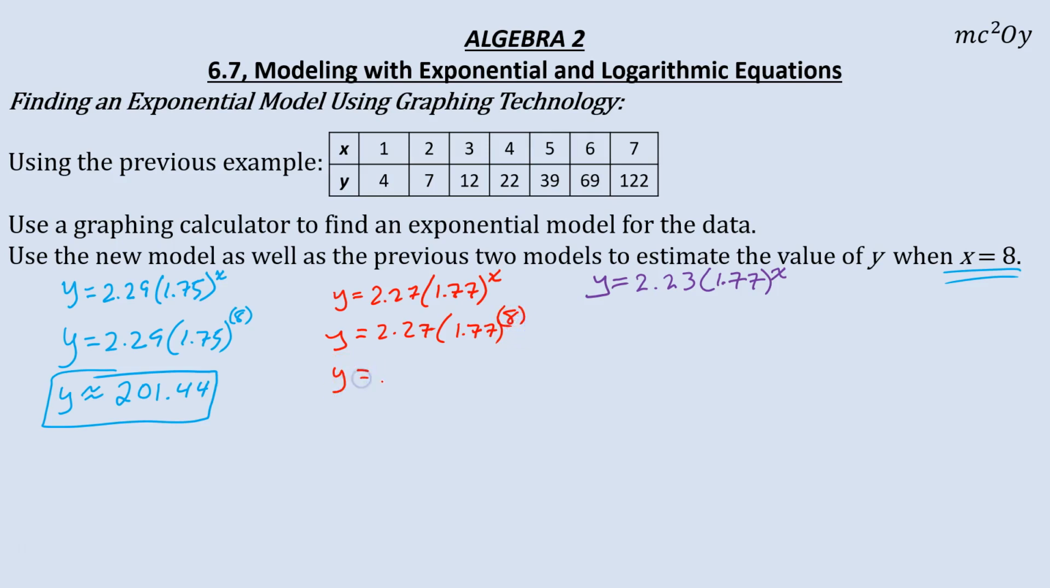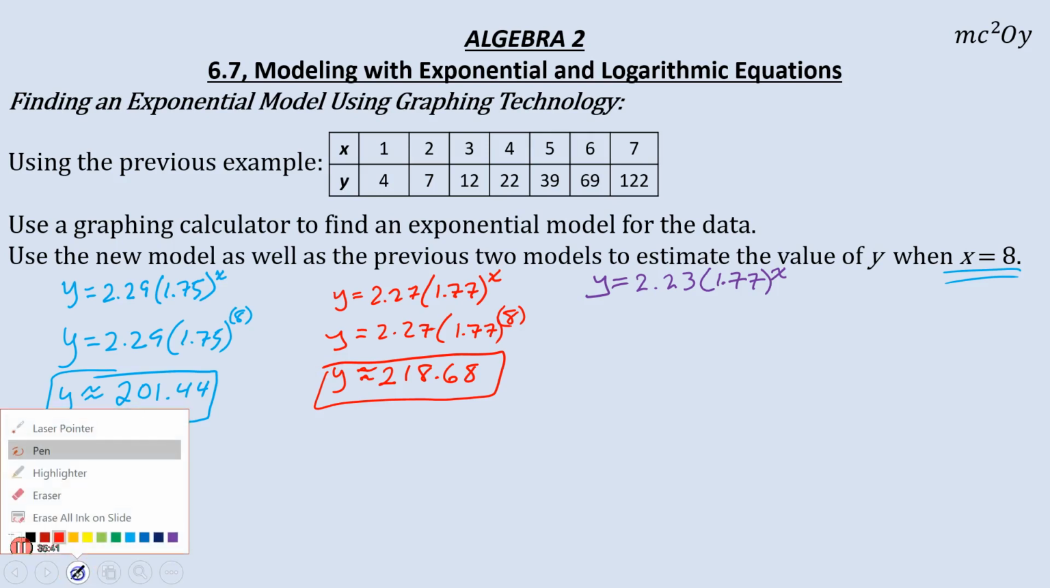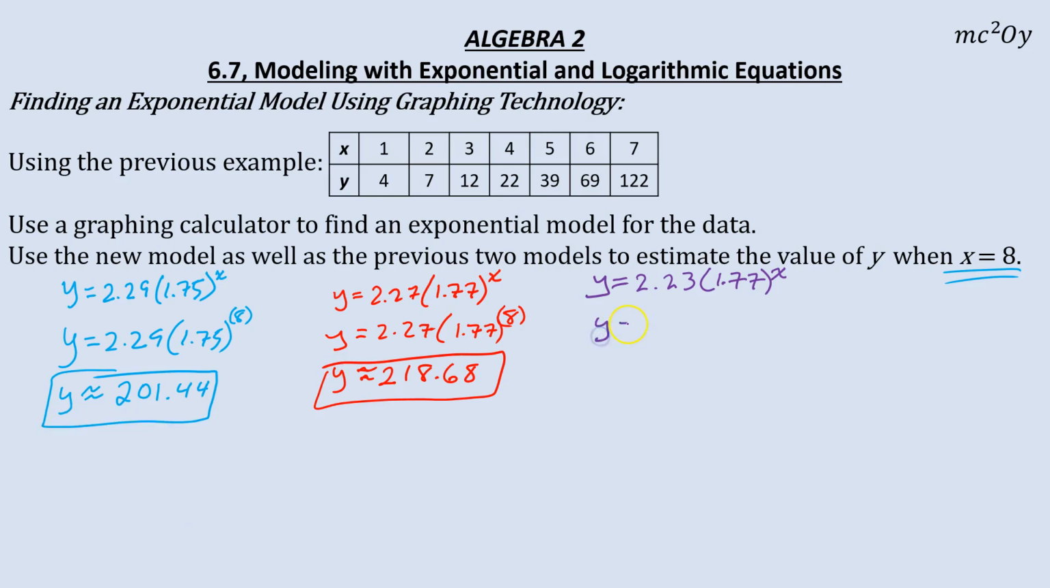Okay, so that's y is equal to 218.68. That's an approximation as well. And then our last one, y equals 2.23 times 1.77 to the power of 8. Okay, so that's also an approximation of 214.83. Notice our last two are really close, a lot closer, much more so than the first one.